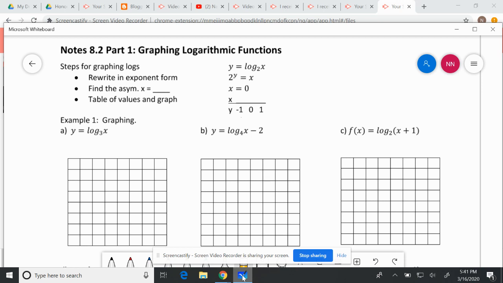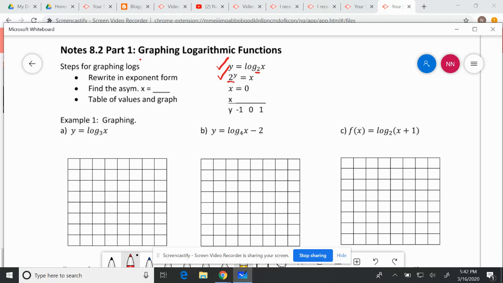What we're going to do today is graph logs. In order to graph logs, we're going to write it in exponential form. First, we see our log equation and turn it into an exponential equation, looking at our base number. Our base is 2, so notice that we have a 2 right there. When we change it, notice that y is our exponent and x is the value by itself.